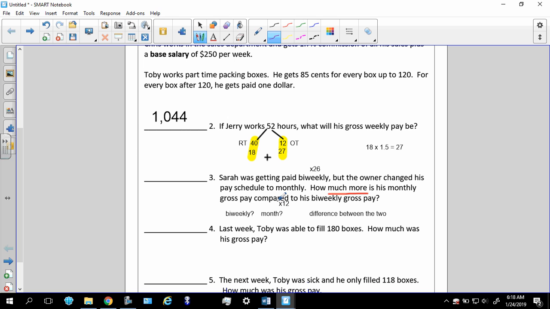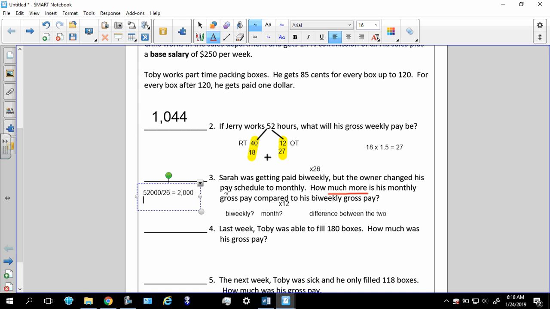All right. So again, we got to find biweekly first. So what I'm going to do is I'm going to say over here, 52,000. I'm going to divide that by 26, because that's what biweekly is. And when I do that, I get an answer of $2,000. All right. Now the next thing I need to do is find monthly. So 52,000, divide that by 12, because that's monthly. When I do the math, I'm going to get a decimal, $4,333.33.